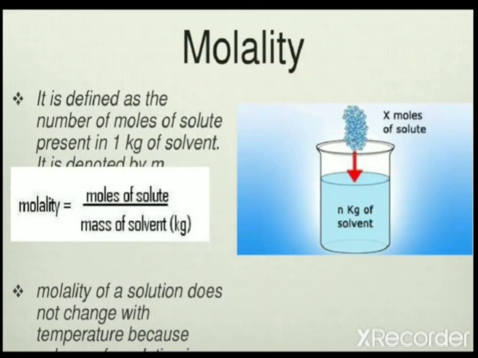Next, the term is molality. Molality is defined as the number of moles of solute present in 1 kg of solvent. It is denoted by small m. Here, 1 liter of the solution, there 1 kg of the solvent. Please remember this: molality is equal to moles of solute divided by mass of the solvent in kg.